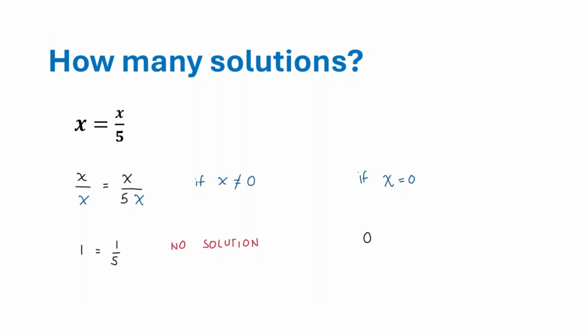On the left-hand side, we obtain 0. On the right-hand side, we obtain 0 divided by 5, which simplifies to 0. So we get 0 is equal to 0. This statement is true, therefore x is equal to 0 is a valid solution. So the equation has exactly one solution.